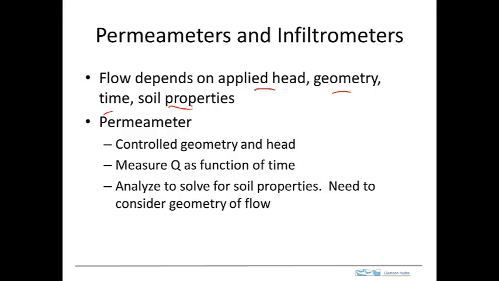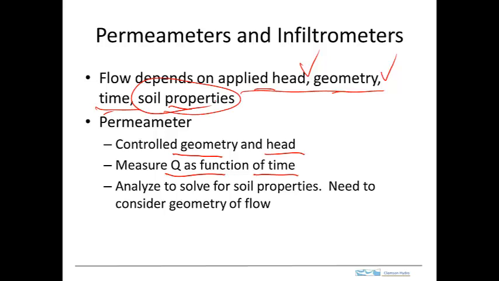Okay, so with that in mind, what a permeameter will do is we'll set it up so it controls the geometry and the head. So we take these and we recognize those are important, and so we'll just set up a configuration so we control those. And then we'll measure the flow rate that's going in at this constant head, and we'll see how it changes with time. Okay, and then we're basically controlling for all of these things, and we then solve for what the soil properties are. Okay, so that's going to be the general approach.